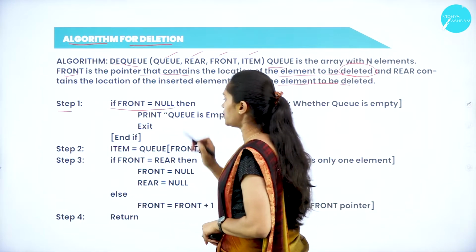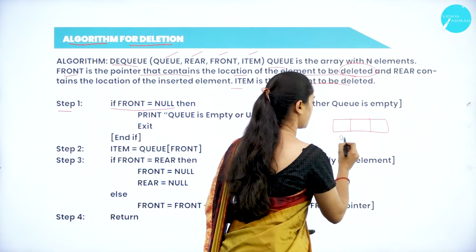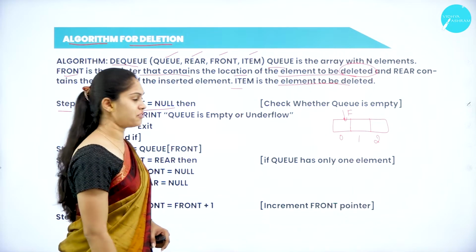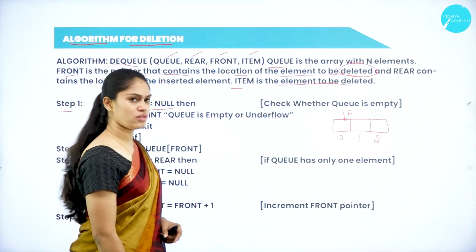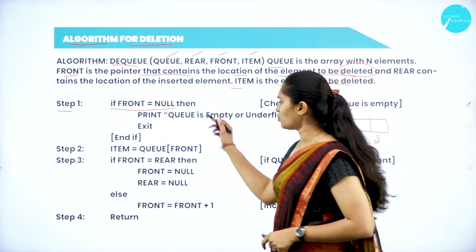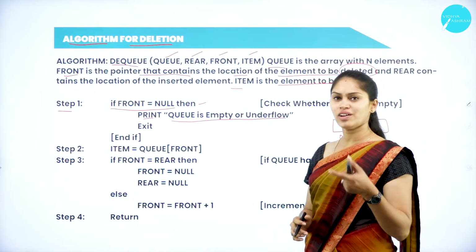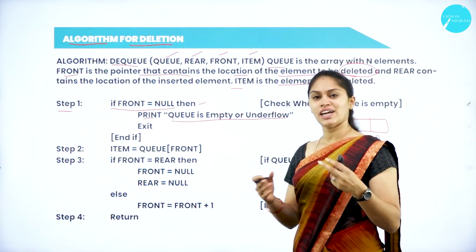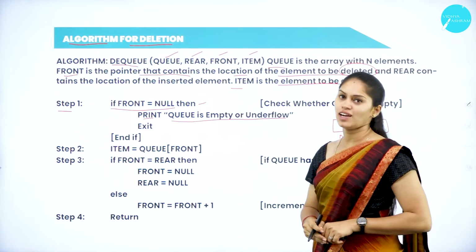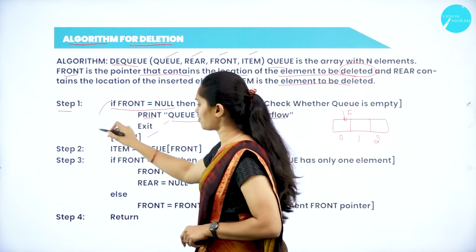Okay, so we'll see the first step. If front is equal to null. Here I have a queue. Let me create 0, 1, 2. Front is indicating here, but what we are checking in the first step is whether front is equal to null. Is the front value null here? Yes. So if it is true, then what we have to print? Queue is empty or underflow. How are we going to delete an element from the queue if there is no element? We call that condition queue is empty or underflow. Then we exit and end this if condition.